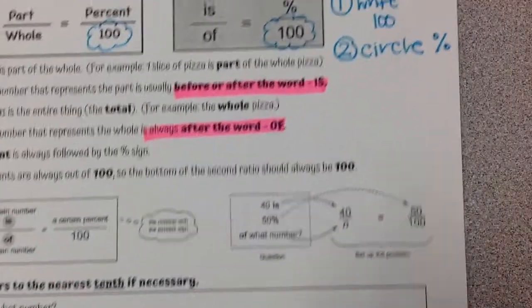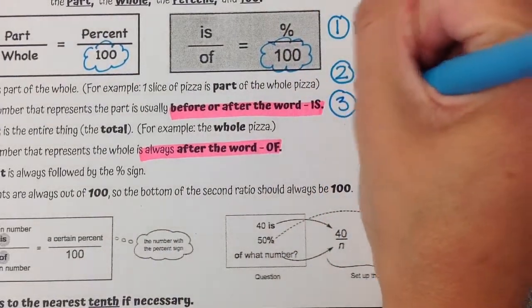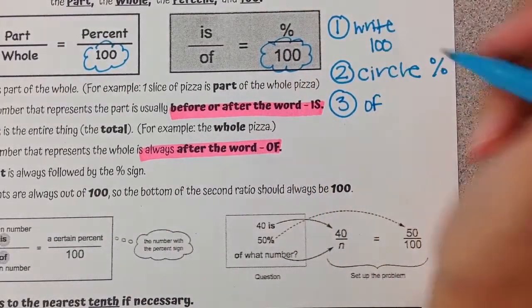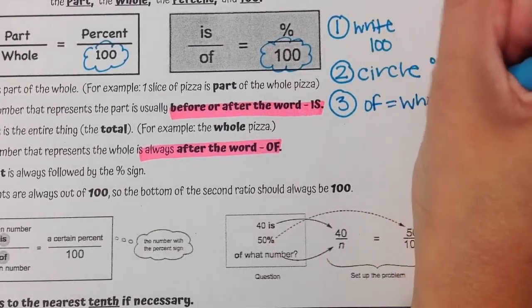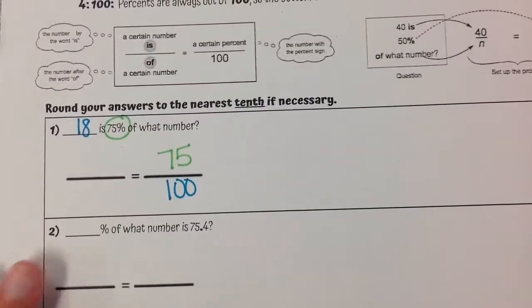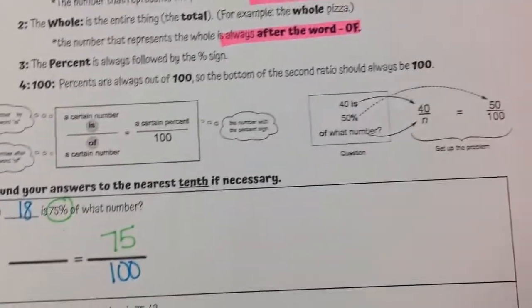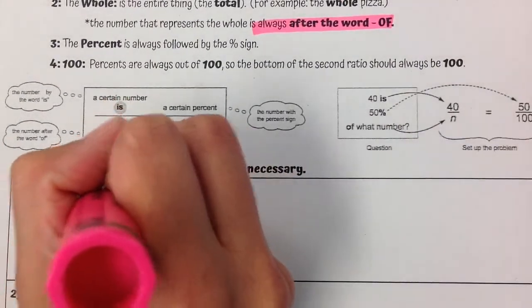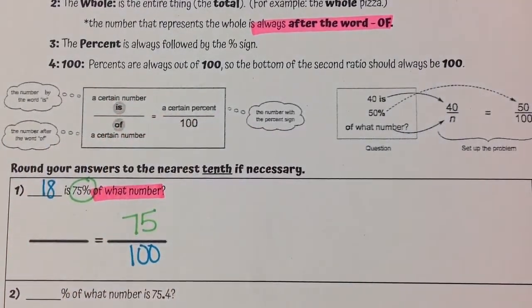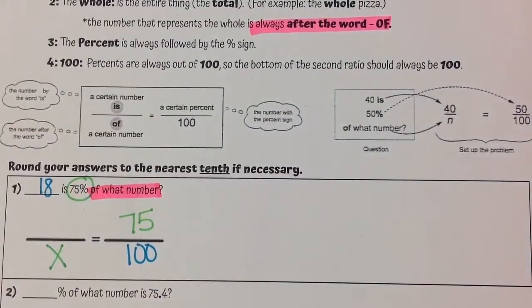The third thing that I always look for is the word of, which equals the whole. So the word after the word of. If we look at this, I'm going to highlight it here. I see the word of, and what follows is what number. Since it doesn't say a number, that means we don't know it. That means we are solving for it. So that is our unknown.